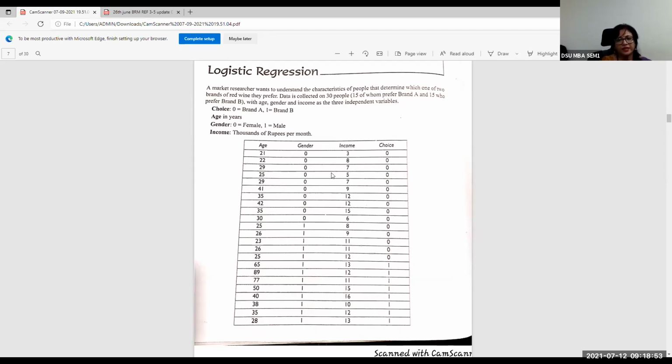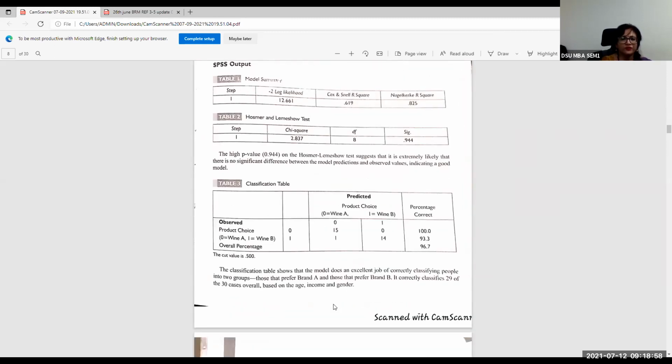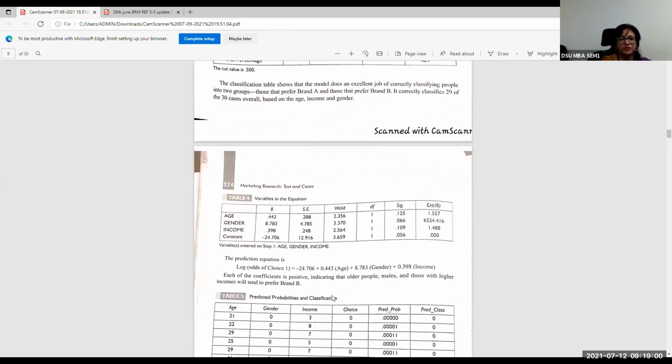So on the right hand side, you will get the independent variables of age, gender, and income with certain coefficients, which you will get from the table that comes out as part of SPSS, which will say the variables in the equation are, and you will have to leave out the rest and read out the ones which have a value against the corresponding variable. So age has a corresponding coefficient of 0.443, gender has a coefficient of 8.783, income has 0.398, and the constant in this equation is minus 24.706.